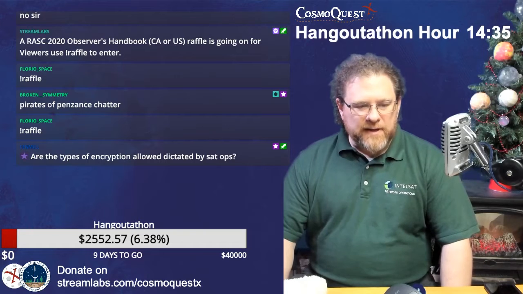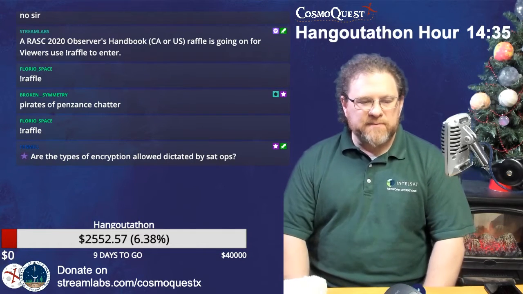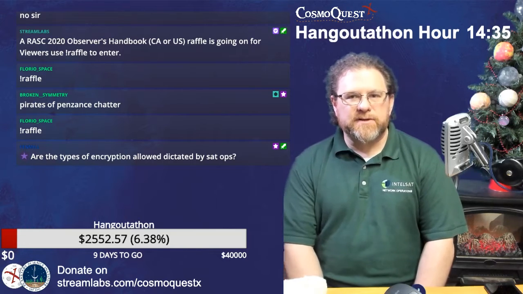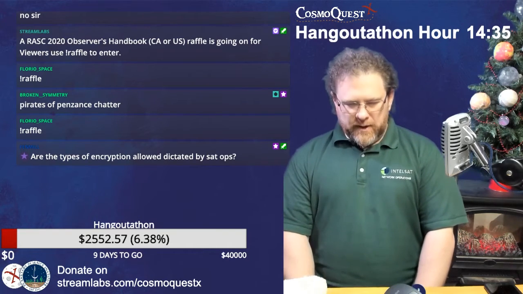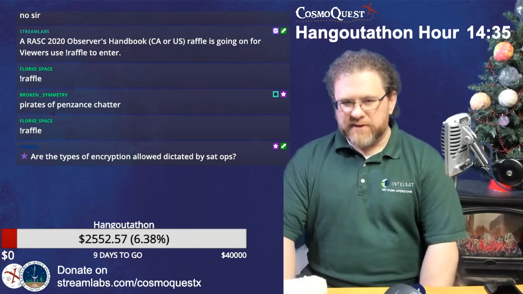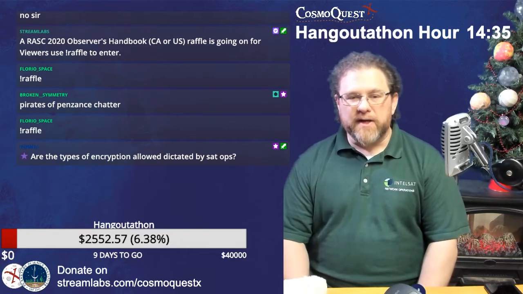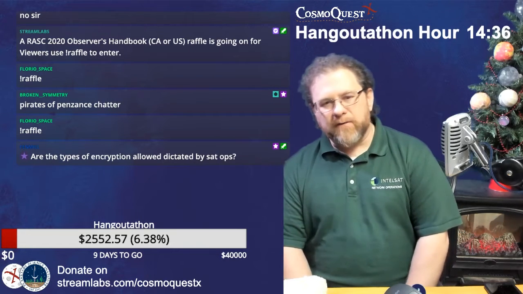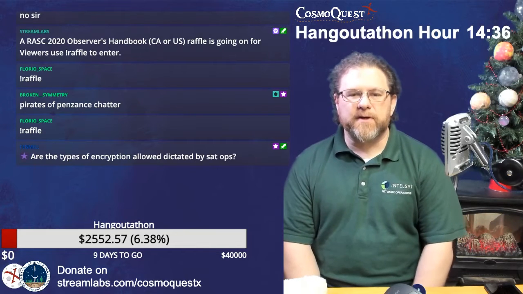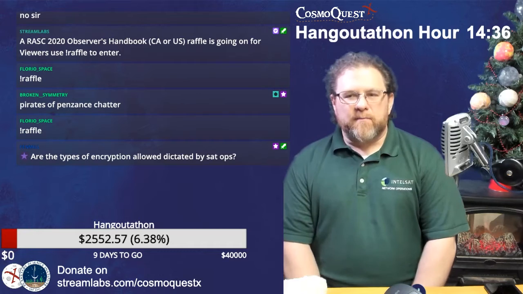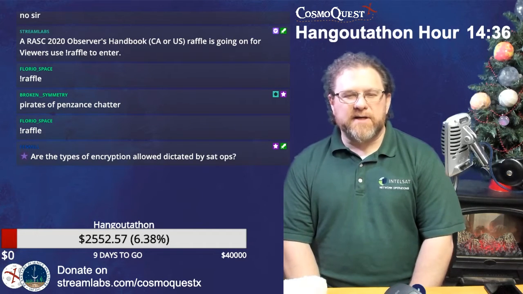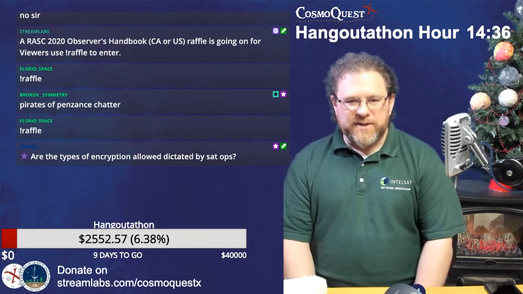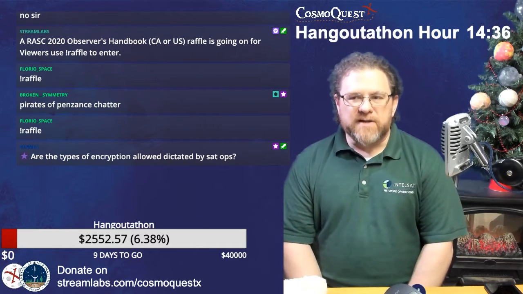Are the types of encryption allowed dictated by SatOps? Usually the types of encryption allowed are determined in advance by the link planners. Certain types of encryption give you better power to signal ratios, better energy per signal bit over noise floor is what that's called, or just energy per bit over noise floor. And so they'll give you more power for each bit, making them easier to interpret in spite of interference or background noise or what have you. The problem is a lot of those encryption types tend to be lower data rate, lower compression rate, if you will. And so it's a trade-off between how much data we can fit per signal bit versus how easy it is to read that signal bit.